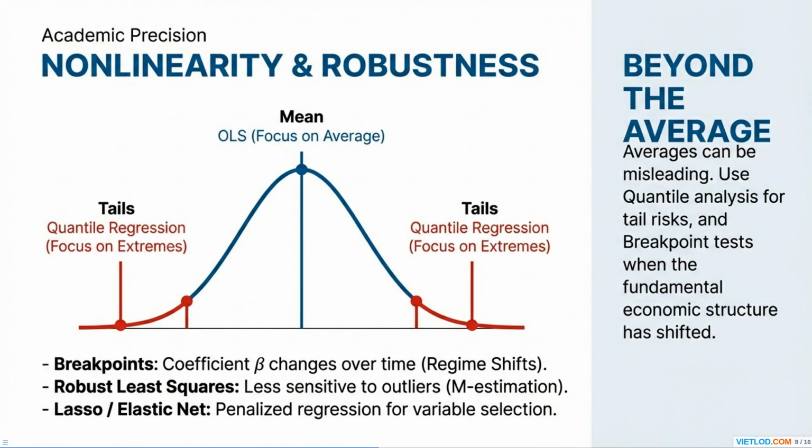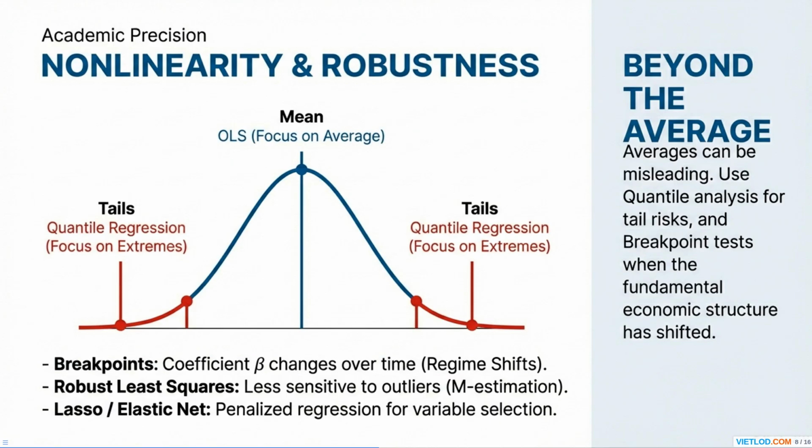For instance, in an education income model, OLS gives the average return, but quantile regression can show a much larger impact on high-income individuals, 90th percentile, compared to low-income individuals, 10th percentile. Furthermore, economic relationships are not always static. Breakpoint tests are essential tools to identify structural changes or regime shifts where a coefficient, beta, changes over time due to policy changes or market events.